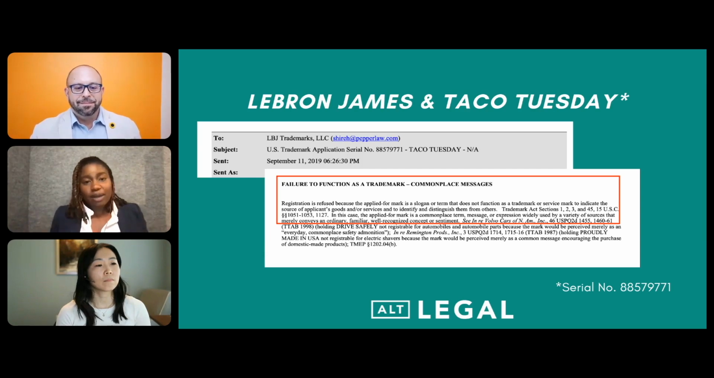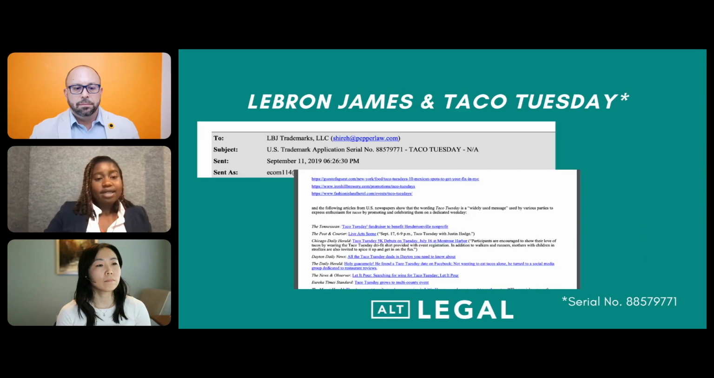So essentially what they were saying is because everyone is using it, no one person should be able to own it. And in fact, they cited at least 11 different sources stemming from news and social media to show that consumers were accustomed to constantly seeing the term Taco Tuesday associated with a bunch of different sources that were not LeBron James.